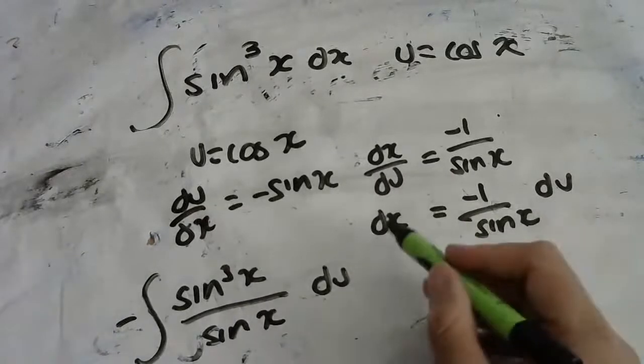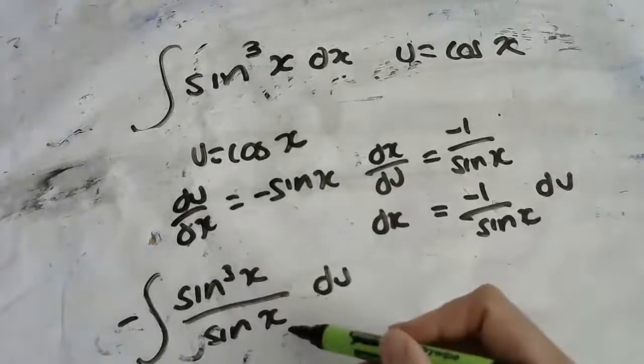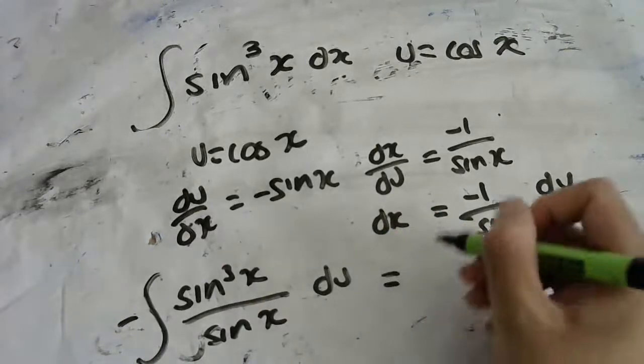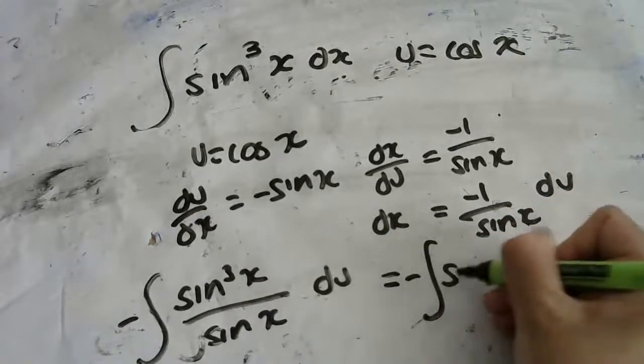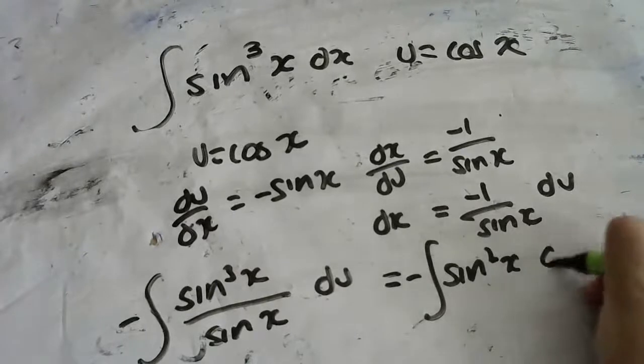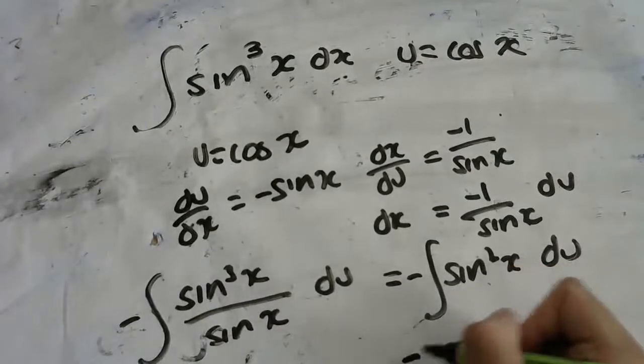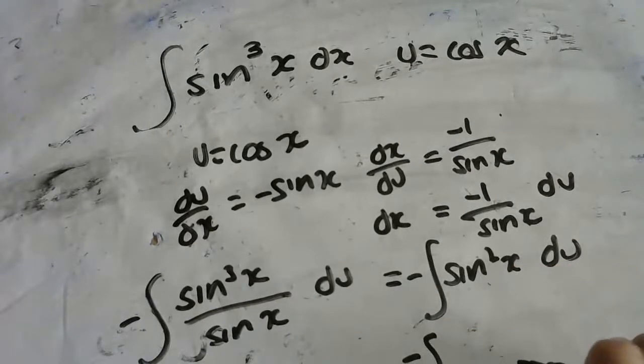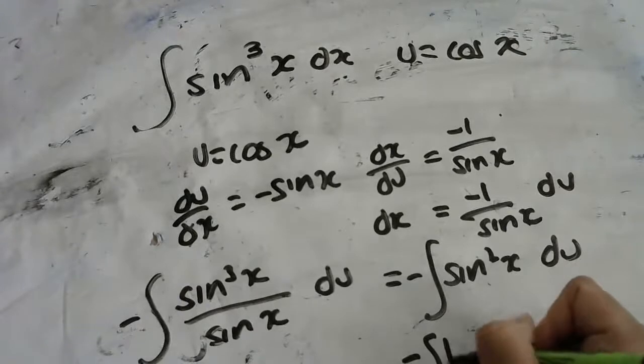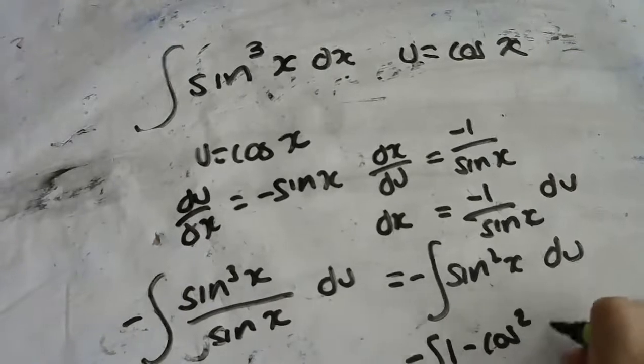So if I replace dx by du, this is what I get. That, of course, simplifies to minus, and then you've got a sine squared x du, right? That should be reasonably okay for everyone, right? But sine squared is just 1 minus cos squared. So that's literally just 1 minus cos squared du, yeah?